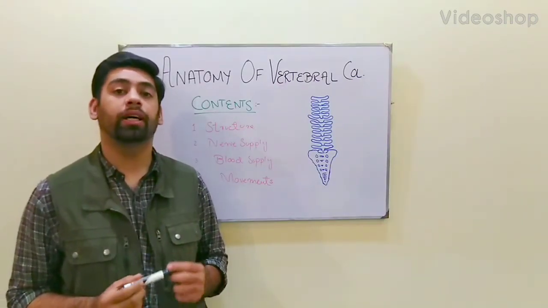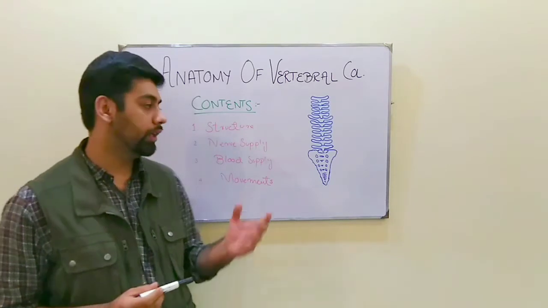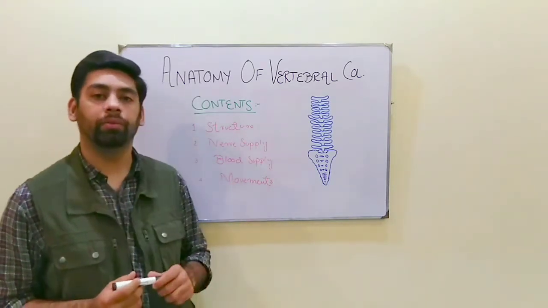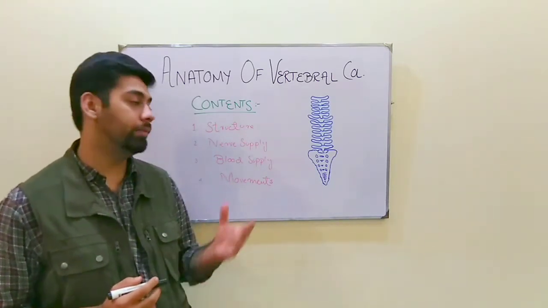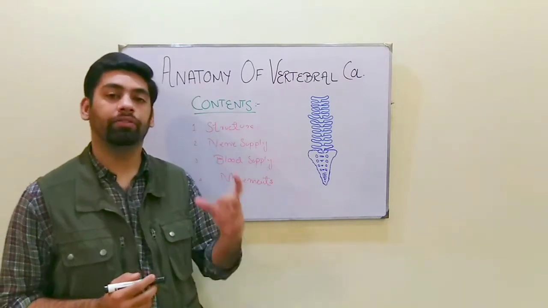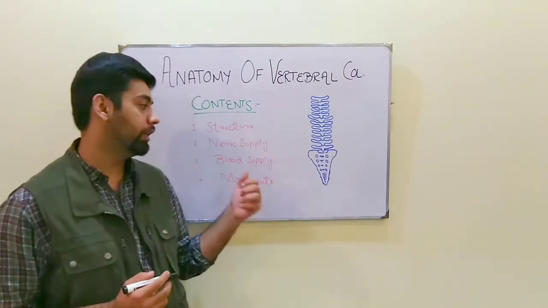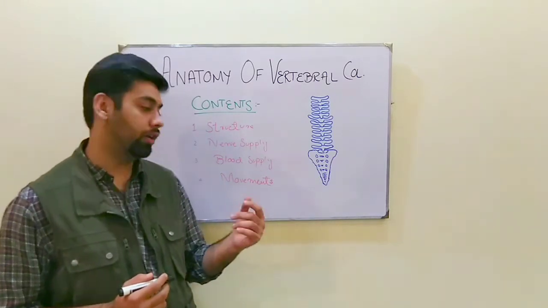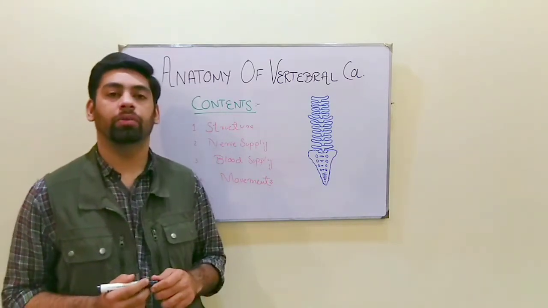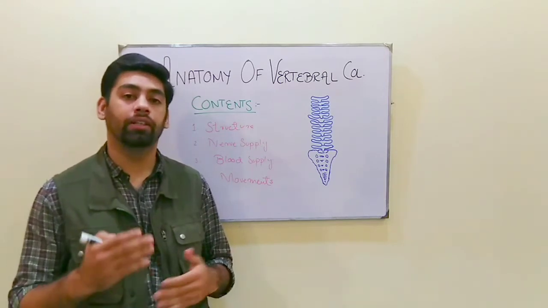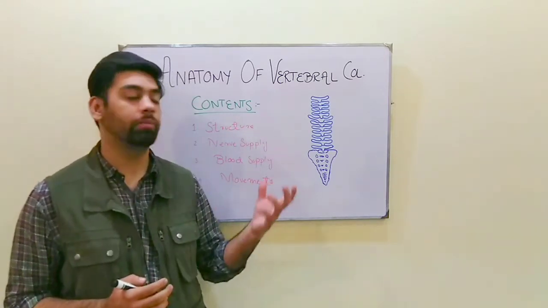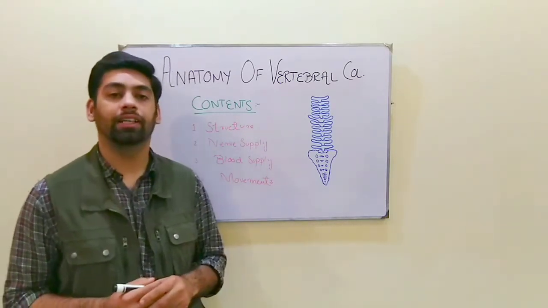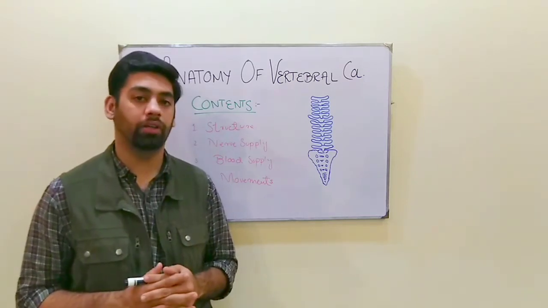Today's video is about the anatomy of the vertebral column. I have broken down the contents of my video. First of all, I will describe the basic structure of the different regions of the vertebral column. Then I will tell you about the nerve supply and blood supply of the vertebral column. And then I will tell you about the movements that are possible at the different regions of a vertebral column. So first of all, let's start with the basic structure of the vertebral column.